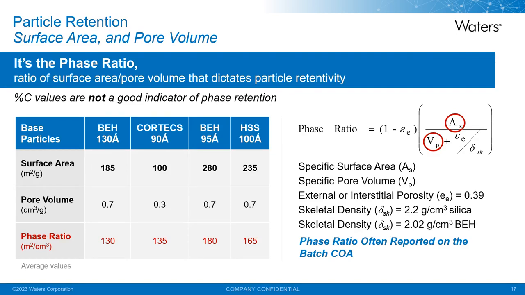surprising to some. Often scientists think that the percent carbon values can be used to indicate how retentive a phase is, and this can be misleading if comparing different column vendors that use different base particles, because that percent carbon really doesn't indicate equivalency at all. And we'll look at an example of that in the next slide.